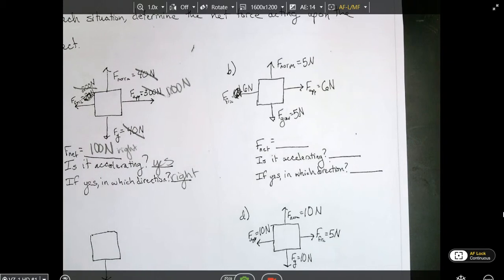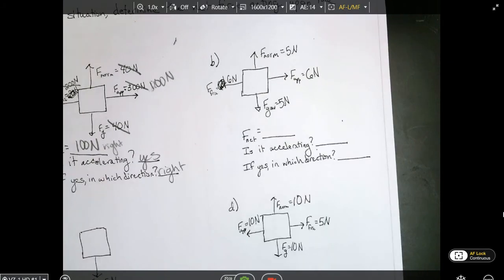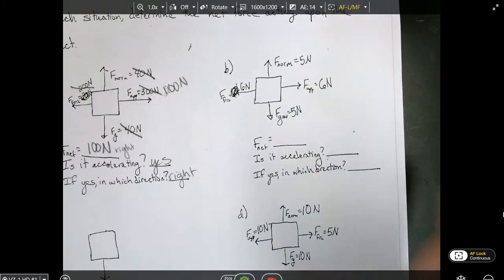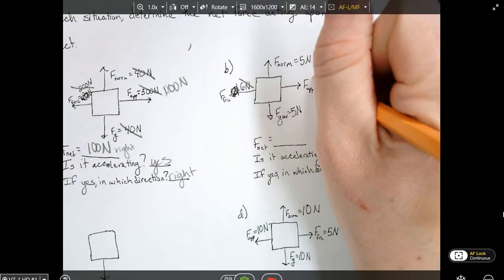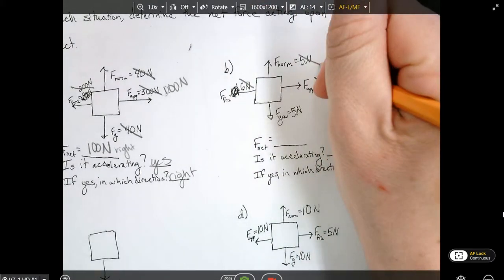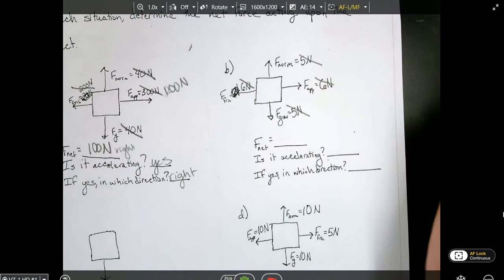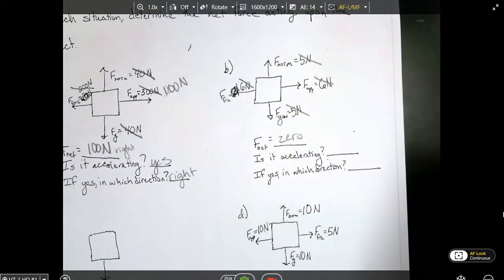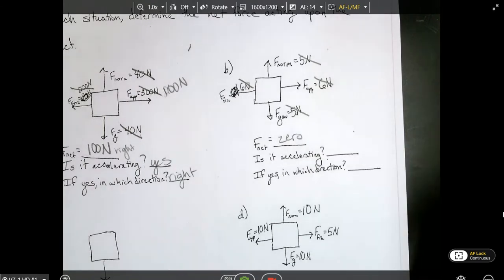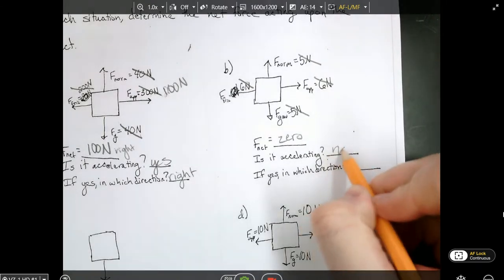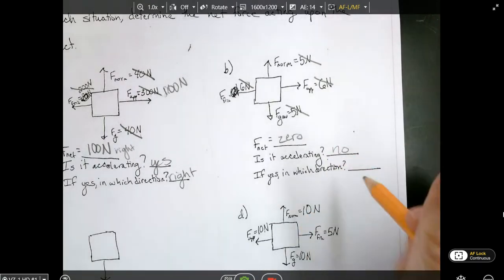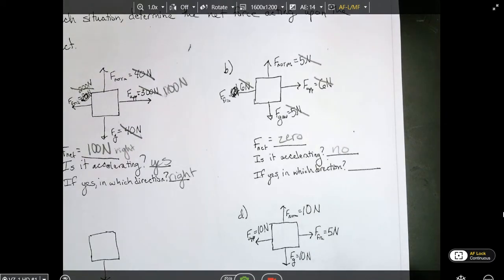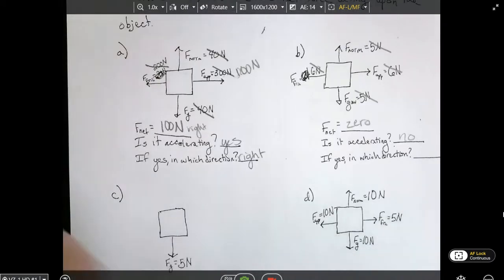So what's this first step? Cross off what cancels out. Well, this 6 newtons cancels out with this 6 newtons, and this 5 newtons cancels out with that 5 newtons, leaving a net force of 0. So, is it accelerating? No, because the forces are balanced. They cancel out.